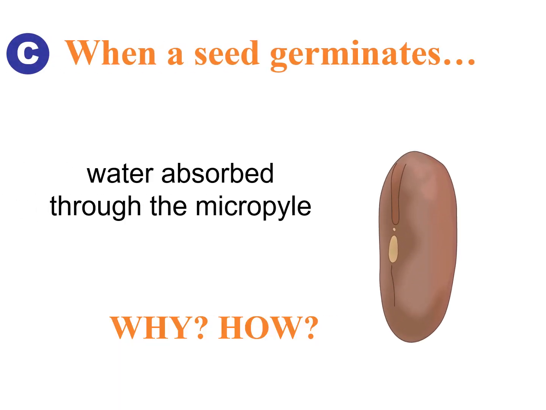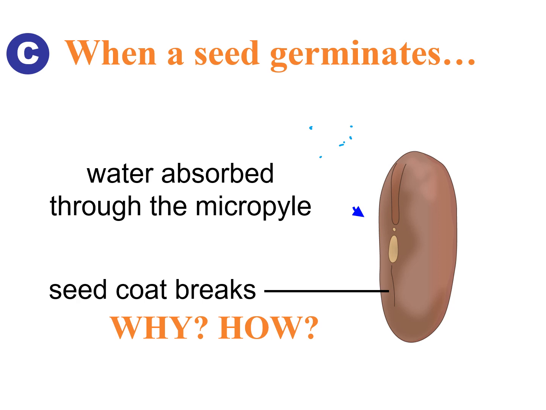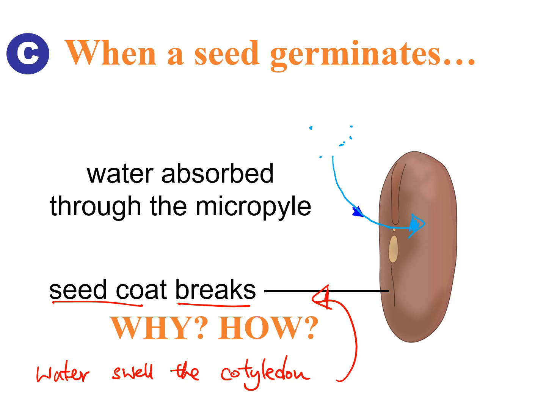During seed germination, water will be absorbed through the micropyle into the seed, and afterwards the seed coat will break. And the reason is why? Can you answer? Give you 3 seconds. This is because water, after entering into the seed, swells the cotyledon, and therefore when the cotyledon becomes bigger, it breaks the seed coat on the outside.